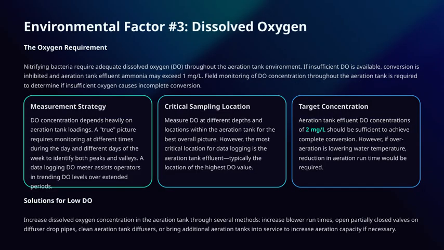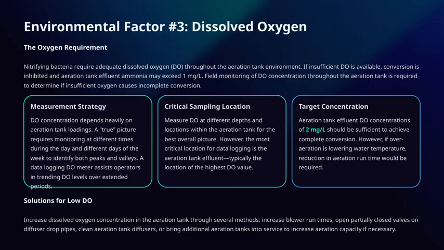Let's talk about environmental factor number 3, dissolved oxygen, or DO, and why it's so critical. The oxygen requirement is essential because nitrifying bacteria in the aeration tank need a sufficient supply of dissolved oxygen to do their job effectively. If there's not enough DO available, the bacteria can't convert ammonia properly, which can lead to the effluent ammonia levels exceeding 1 milligram per liter.